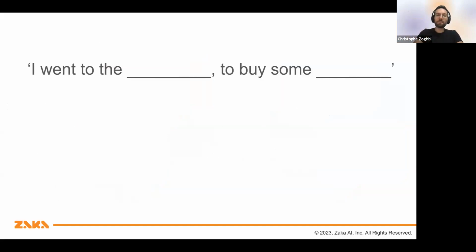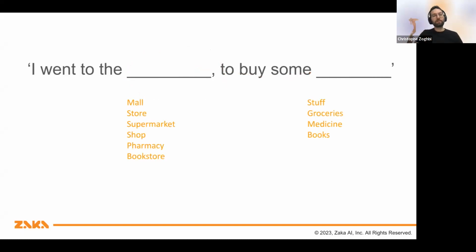And the idea is, because when you read the words "I went to D," you know that this word has to be a location, right? It has to be a place. I went to something. I go to a location, and then to buy some stuff. So you might say, I went to the mall to buy some stuff. I went to the store to buy some groceries. I went to the shop to buy some books, whatever. So there's a lot of different options, but all of us know how to fill in the blanks.